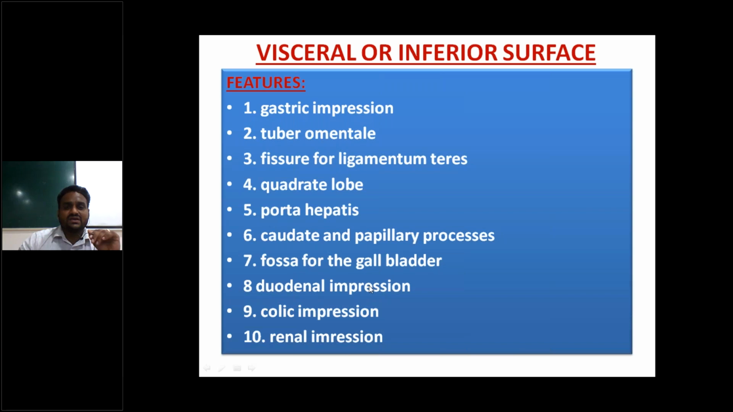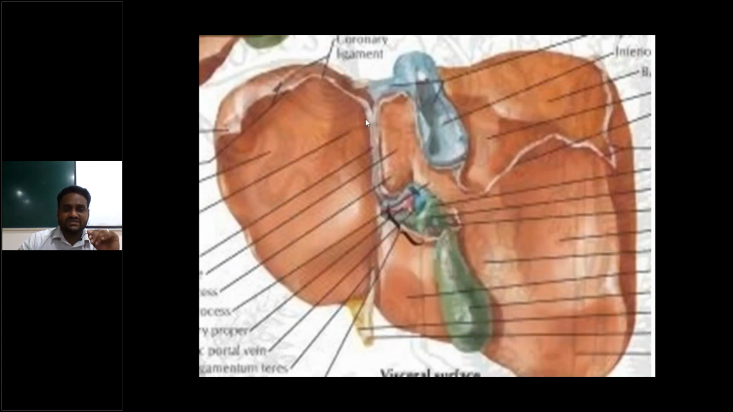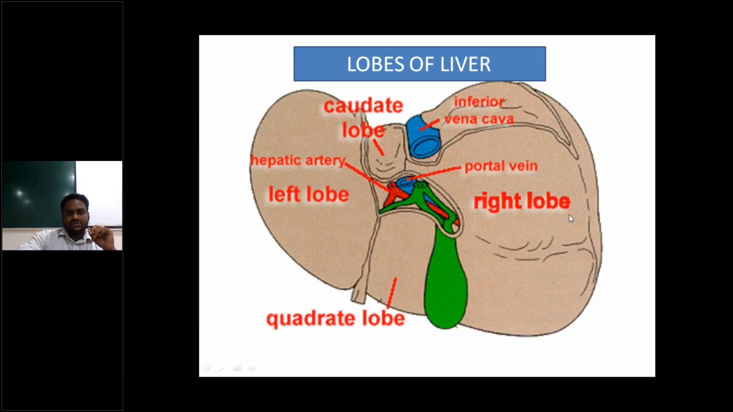Now these are the impressions on the inferior or visceral surface: esophagus, stomach, duodenum, right colic flexure, renal. And these are the fissures on the inferior surface of the liver. This is a short notes question from the liver. Usually in the practical exam also, the examiner will ask you what these impressions are and their names. That's enough. So you know the lobes of the liver. Here I explained only anatomical lobes. Physiological lobes you study in physiology.